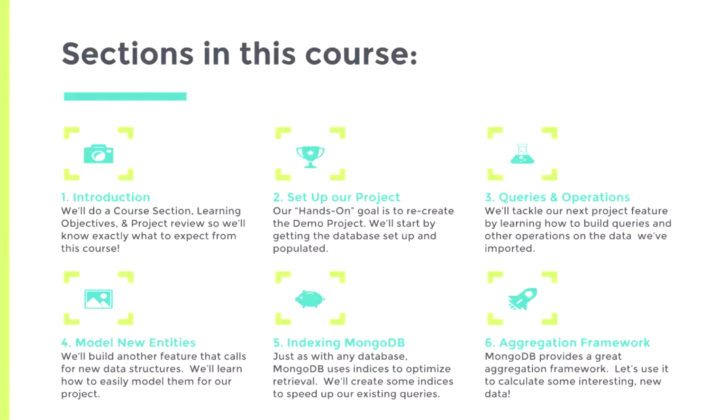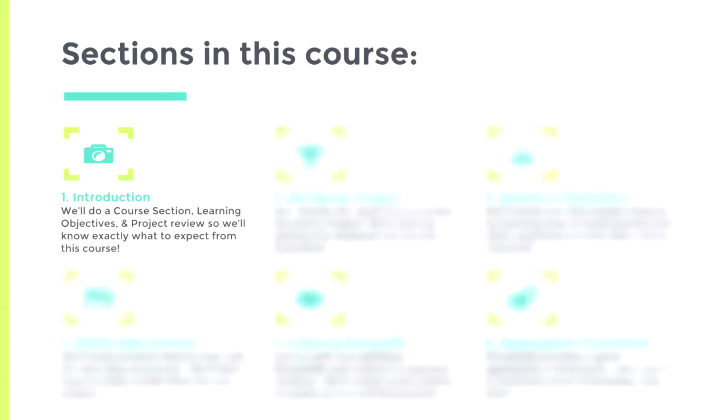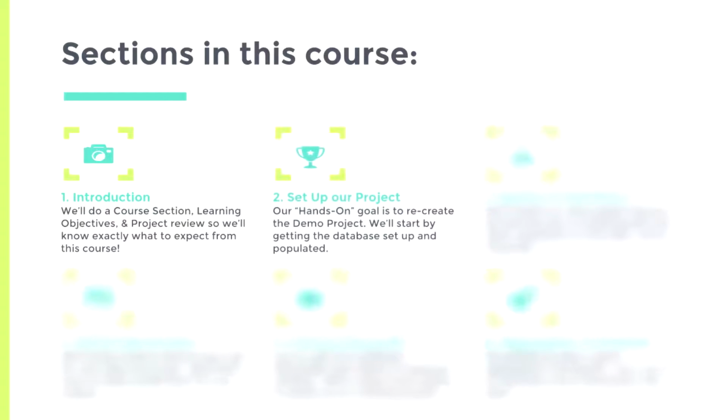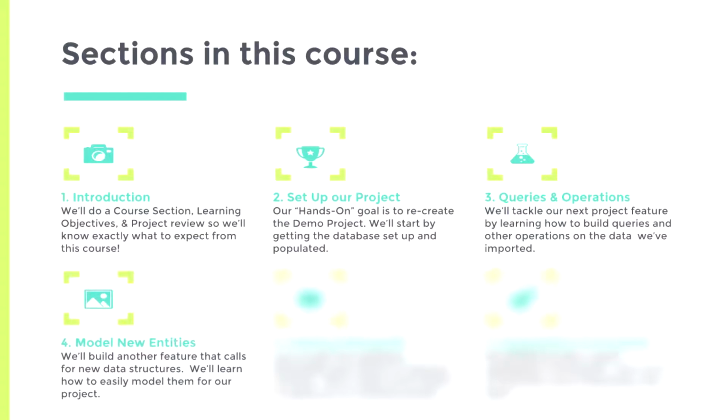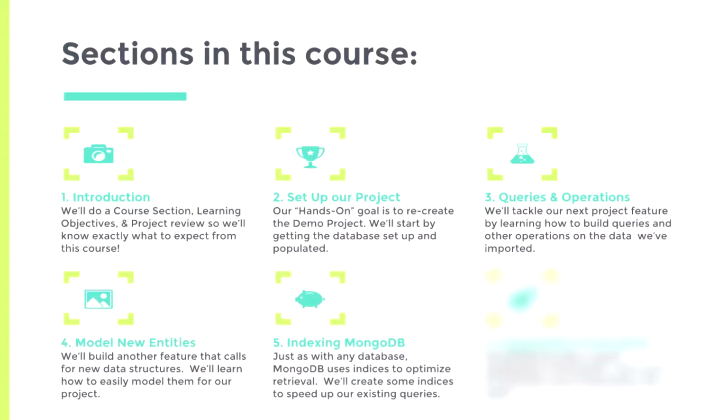Note that the course is divided into 9 sections, each with a specific focus. Section 1 is the introduction, which is where we are now. In Section 2, we'll get our hands-on projects set up and get our database ready to go. In Section 3, we'll begin understanding how to create queries and other operations on our data using the Mongo query language. In Section 4, we'll start modeling new MongoDB documents. And in Section 5, we'll learn how to work with indices in MongoDB.